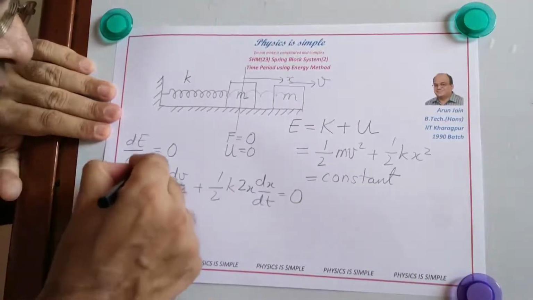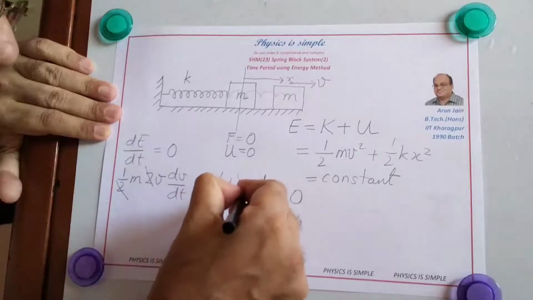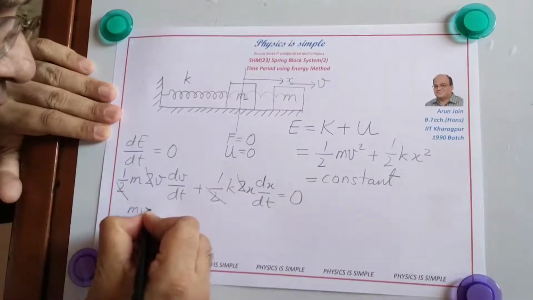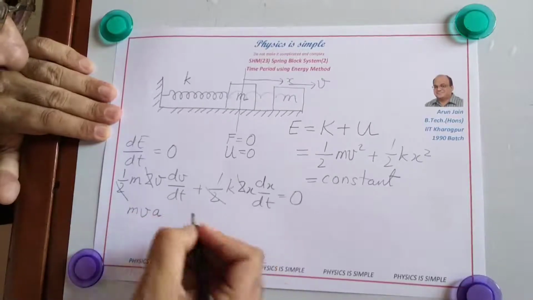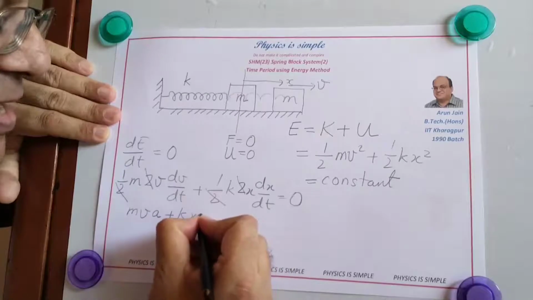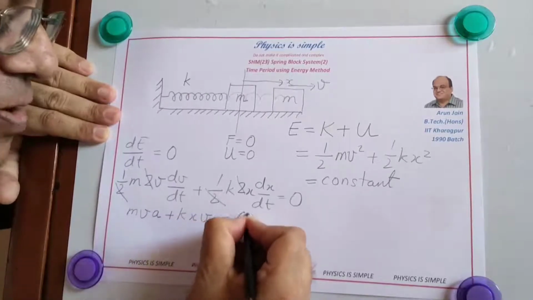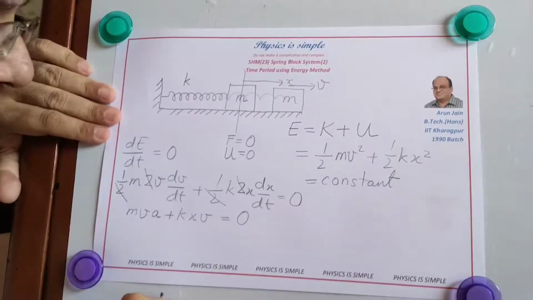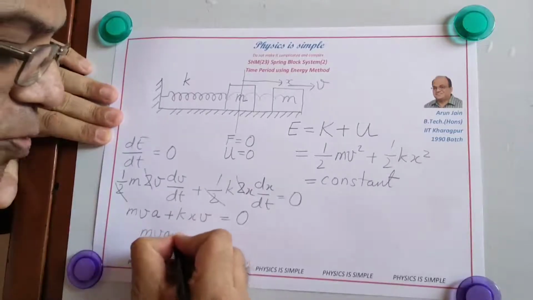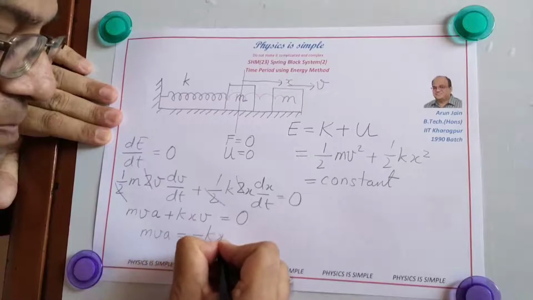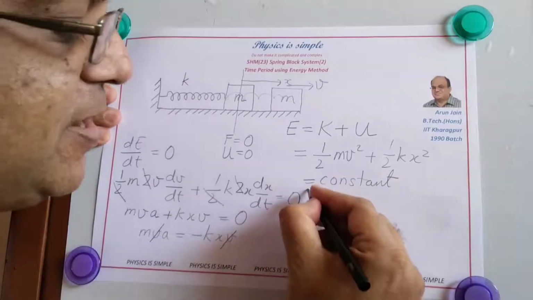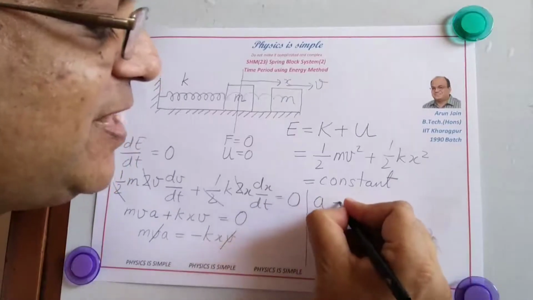So now 2 will cancel 2, 2 will cancel 2. This will give us mass into velocity into acceleration, because dv by dt is a, plus kx dx by dt, which is v. So this will be equal to 0. So therefore we get mva equal to minus kxv. So v cancels from both sides and a becomes minus k by m x.